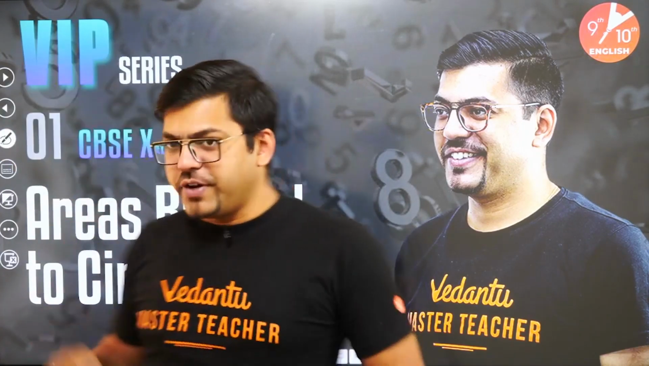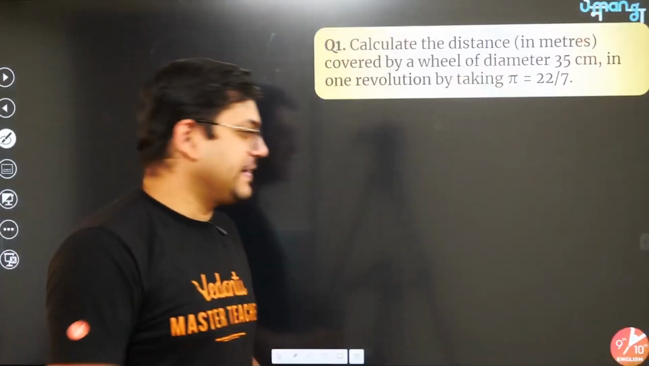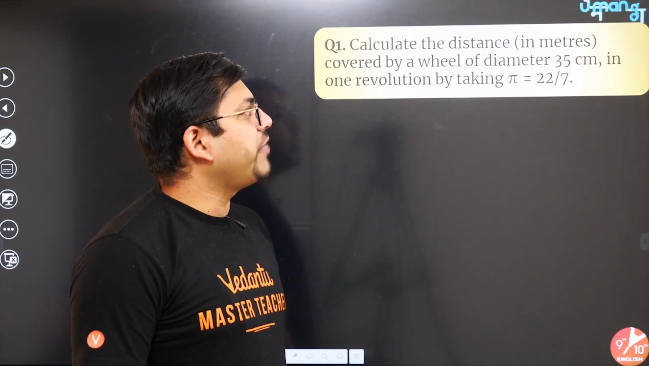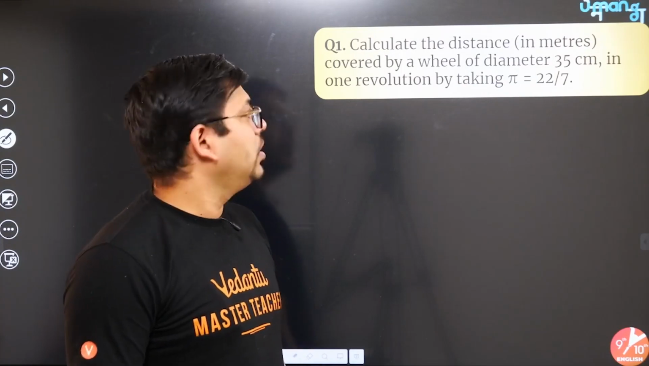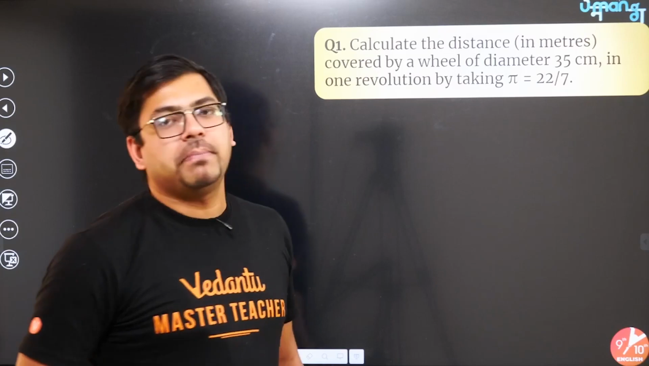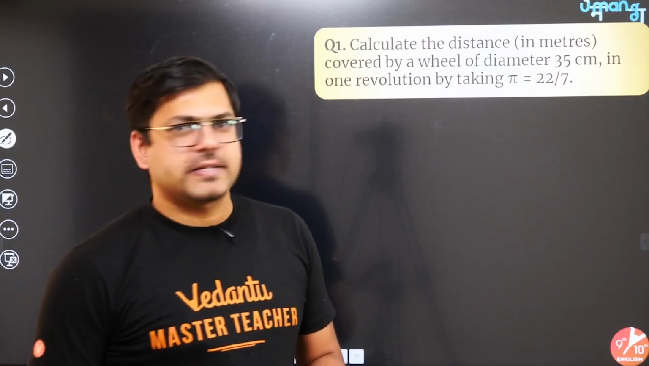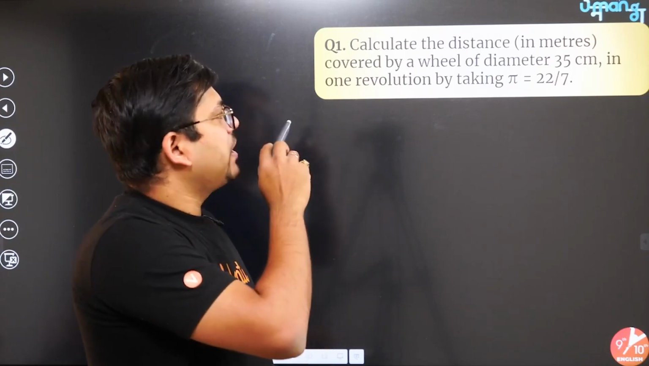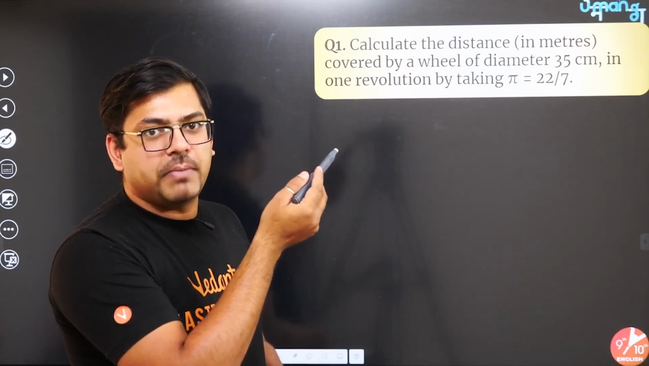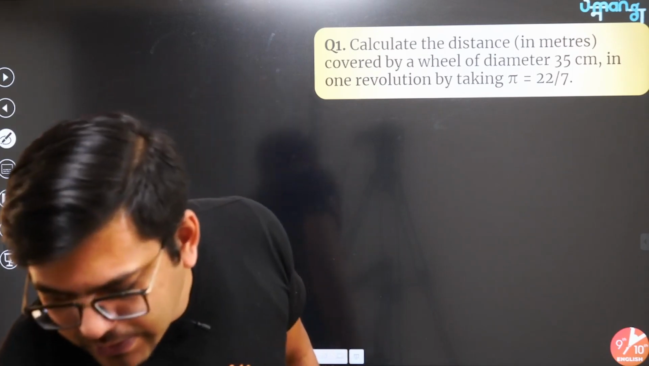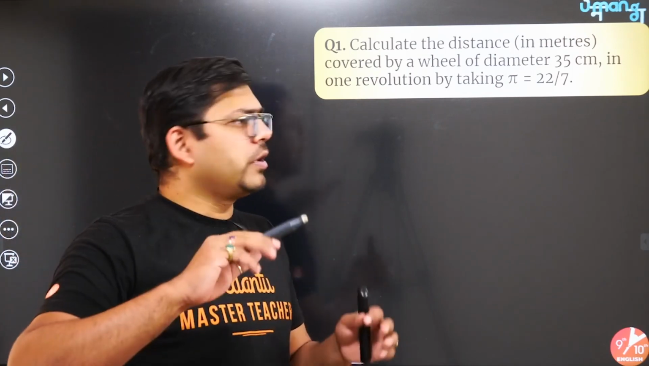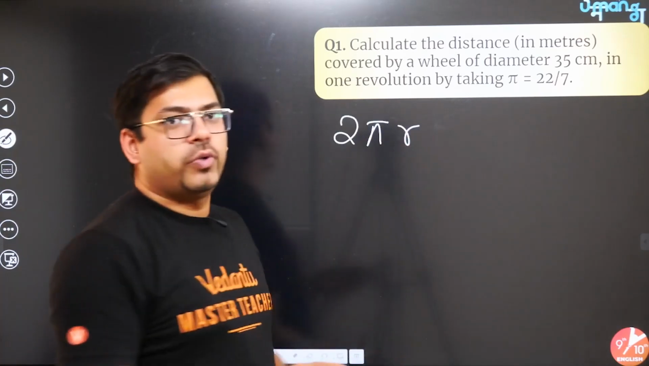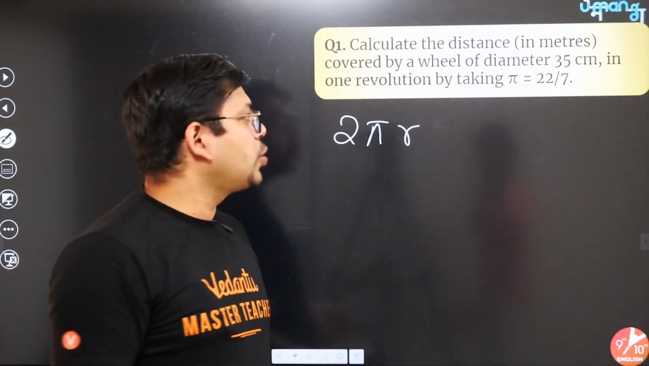So the first question on your screen is this. Calculate the distance in meters covered by a wheel of diameter 35 centimeter in one revolution, taking pi equals 22/7. So we have to calculate the distance covered by the wheel in one revolution. One revolution simply means that we have to look for 2 pi r, that is the complete circumference.